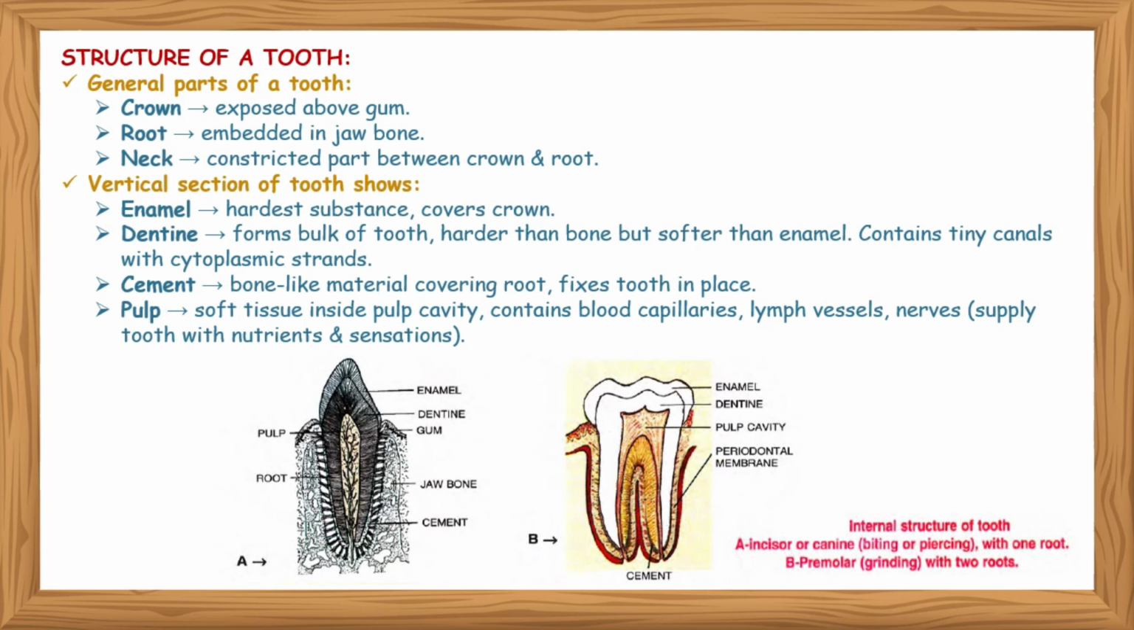It contains tiny canals with cytoplasmic strands. Cement is a bone-like material covering the root, which fixes the tooth in place. Pulp is a soft tissue inside the pulp cavity. It contains blood capillaries, lymph vessels and nerves, which supply the tooth with nutrients and sensation.